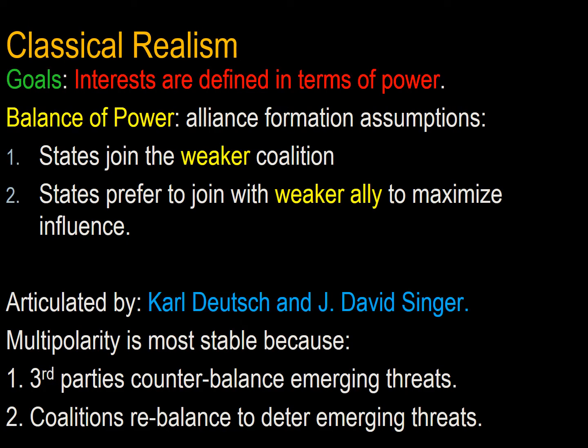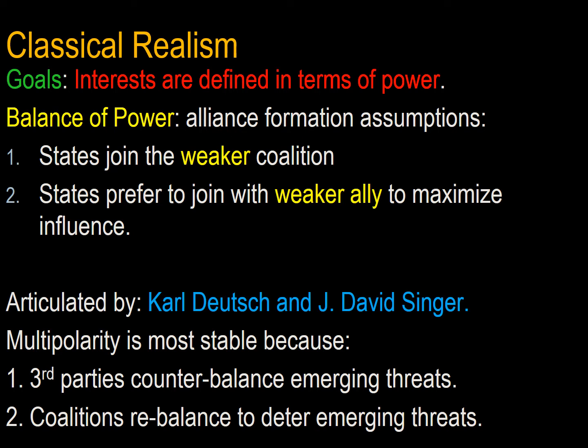So, classical realism. Well, classical realism argues that interests are defined in terms of power. So, the balance of power has some basic alliance formation assumptions, which is that states will join the weaker coalition, and states prefer to join with a weaker ally because then they get more influence.